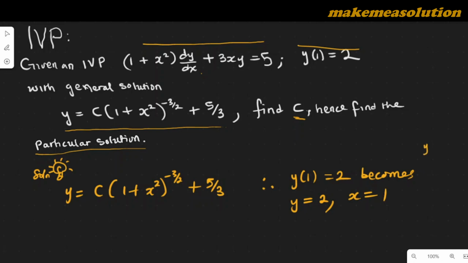Remember, y is actually a function of x. So the independent variable is what is usually in the bracket, which in this case is x. Then y is the output, which is going to be 2. So all we need to do is, anywhere we see y, we replace it with 2, and anywhere we see x, we replace it with 1: 2 = c(1 + 1²)^(-3/2) + 5/3.